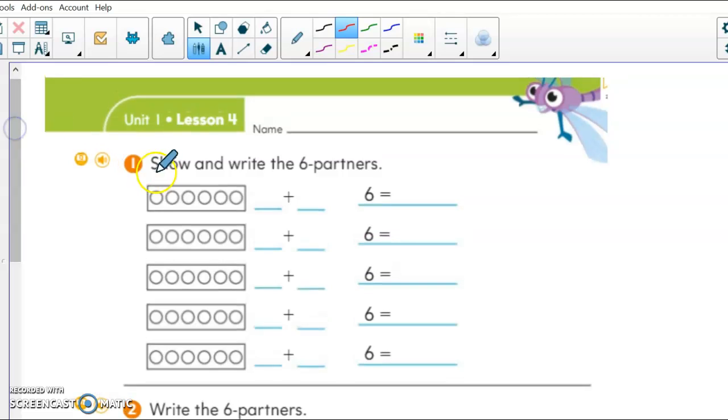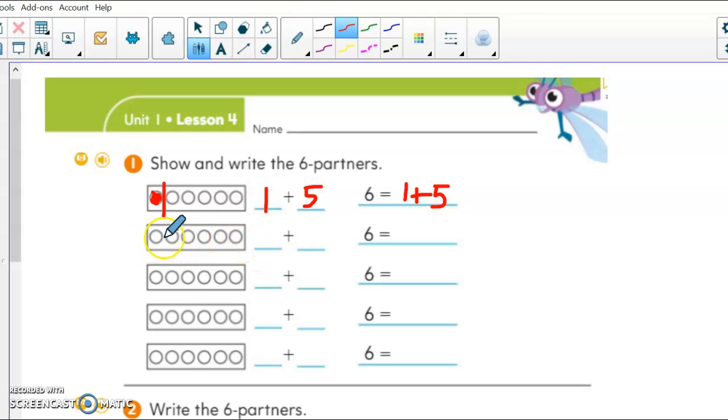So here we go. First things first, we're going to use our break apart stick. It's easiest if you start with breaking it apart by 1. Now you're going to color in this first one. Okay, and then we write 1 plus 5. And then it's nice and easy, we just have to copy that over. 6 is equal to 1 plus 5.